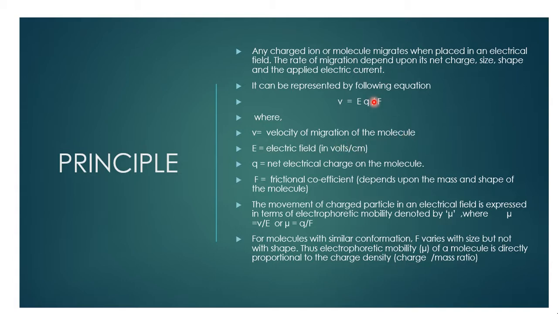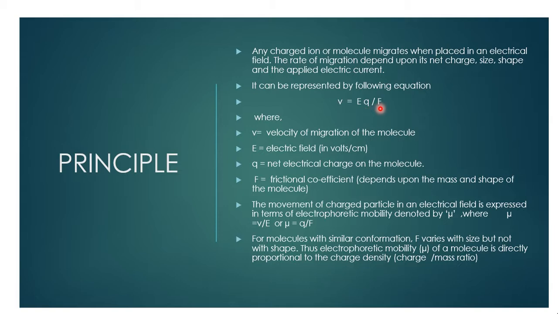How fast it is going to move within this time, we are going to term as velocity. And the E, that is the electric field, that is how much electricity you are going to provide in volts per centimeter. And the Q indicates the net electrical charge on the molecule. And the F is going to denote the frictional coefficient.